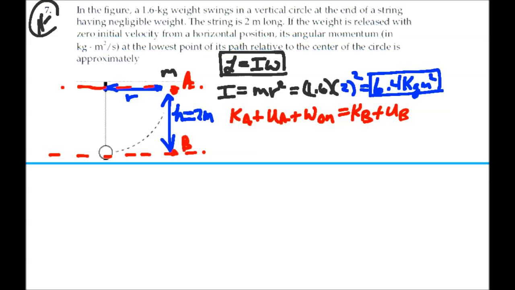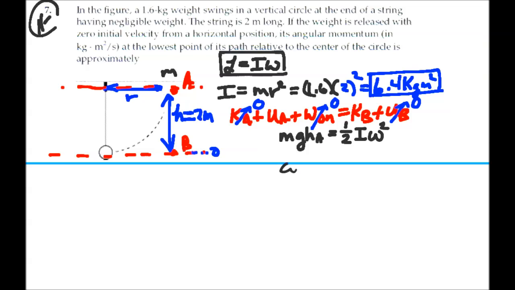Well, there's not going to be any work done along the way, so that's going to be 0. The potential energy at B is going to be 0 because we're going to define that height as our 0 height. The kinetic energy at A is going to be 0 because we're going to start from rest. So now we're left with the potential energy at A, which is mgh at A, equal to the kinetic energy at B, which is all rotational. So we're going to treat that as 1/2 the moment of inertia times the angular velocity squared. So we can solve this for the angular velocity.